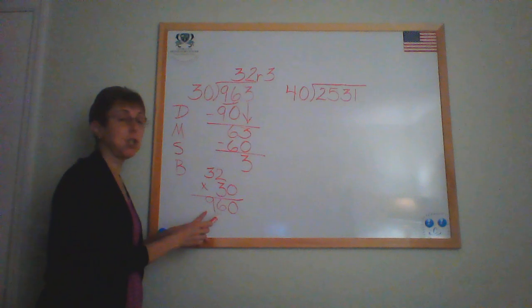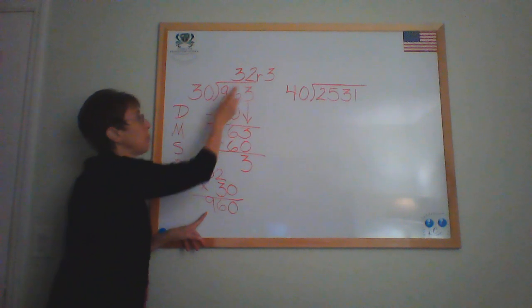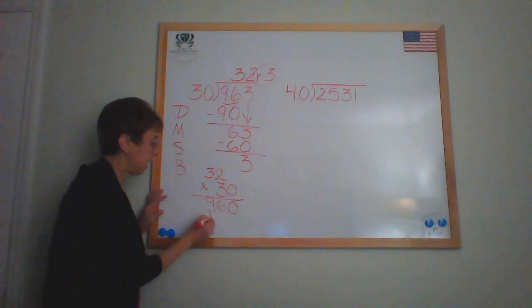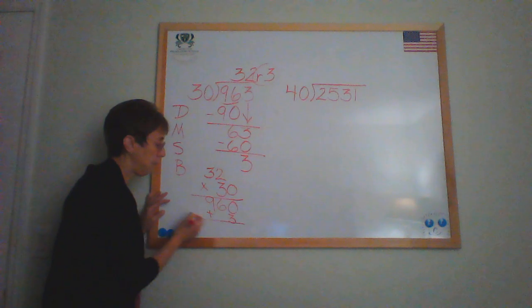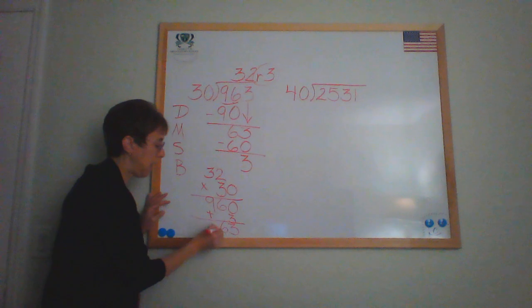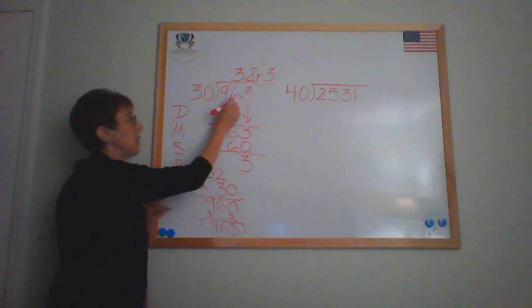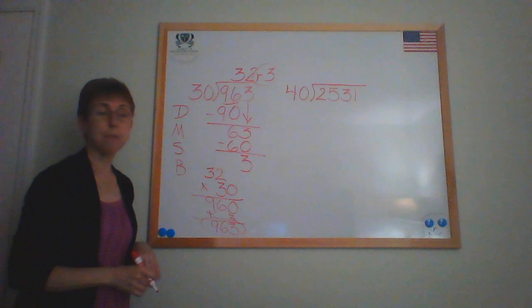But we're not finished yet. All we've done was the multiplying. You have to remember that you always need to add on that remainder. And when you do that, 963, which is what you started with.